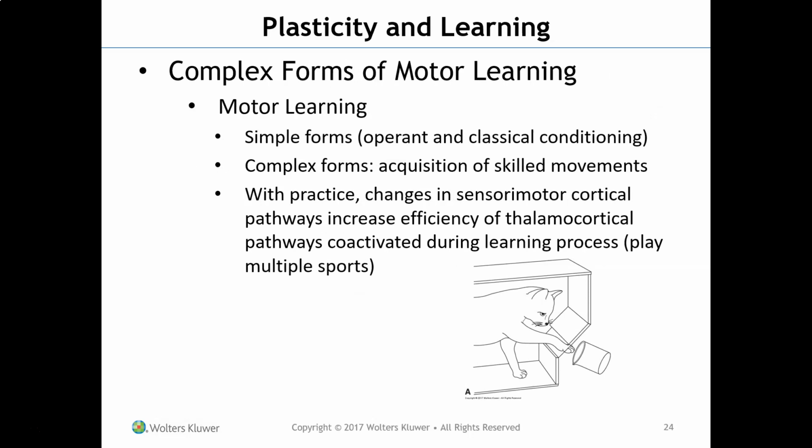Okay, motor learning. Complex forms of motor learning. There are simple forms, again, that operant and classical conditioning. Pull a lever, get shocked. Pull a lever, get cookies. But then there are also complex forms, which are acquisition of skilled movements. With practice, changes in sensory motor cortical pathways increase efficiency of the thalamo-cortical pathways co-activated during the learning process. So now you're getting complex forms.